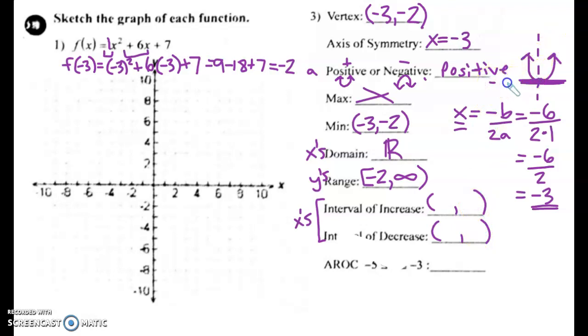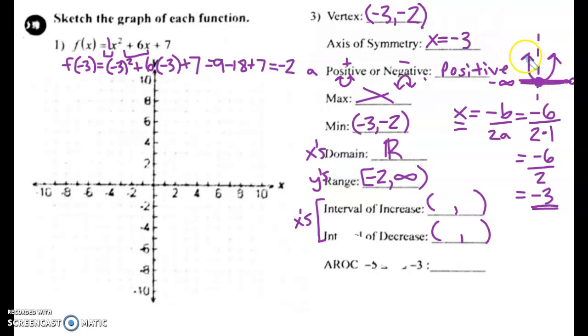So on the x's, if I label this, it starts off way off into the negatives, and then it comes all the way right here to my vertex, right? And then from my vertex all the way to positive infinity, I am increasing. So you see we're going to have two intervals here. One is from negative infinity to our vertex, and the other one is from our vertex to positive infinity. So you just got to figure out, well, which one is which? Which one's the increase? Which one's the decrease?